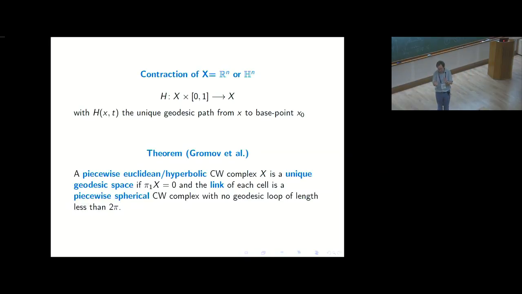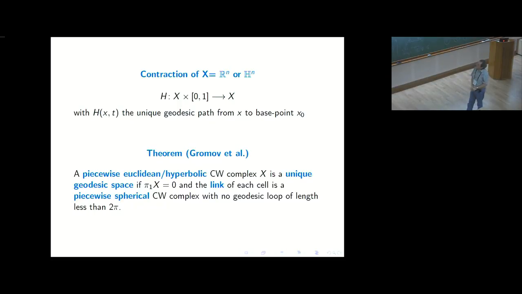Every cell in my space, let's imagine that I can place a Euclidean metric on it in such a way that when 2 cells meet, the edge metric coincides so that the metrics match up nicely. And that's really what a piecewise Euclidean CW complex is, but hyperbolic or spherical, same definition works.